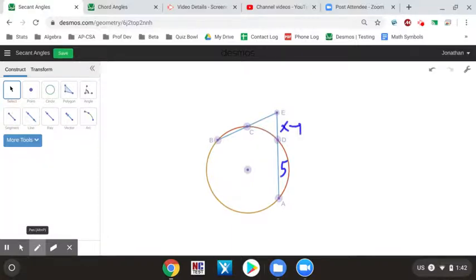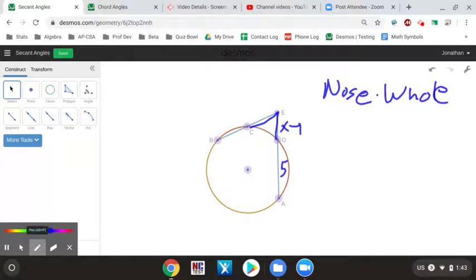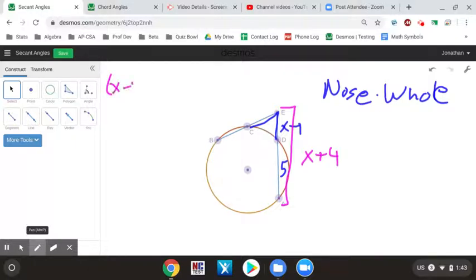And it's an external angle, an external intersection, so I need to be using my nose times the whole piece, because it's the sticky out part right there. I can see it has a nose. So the nose times the whole thing is the rule I'm going to use. And on this side, I can tell that the whole thing is awful close to x plus 4. So I can tell my nose piece is x minus 1, and my whole piece is x plus 4 on that side.